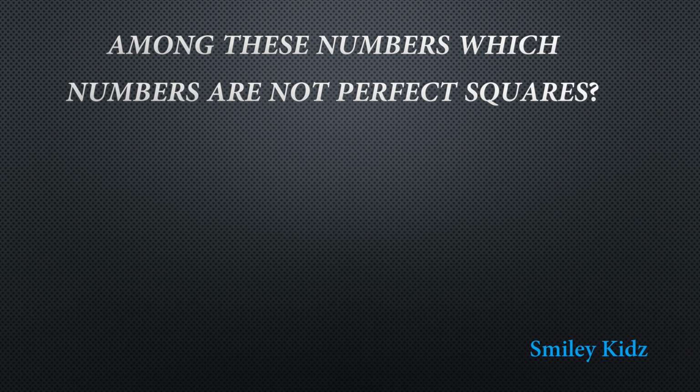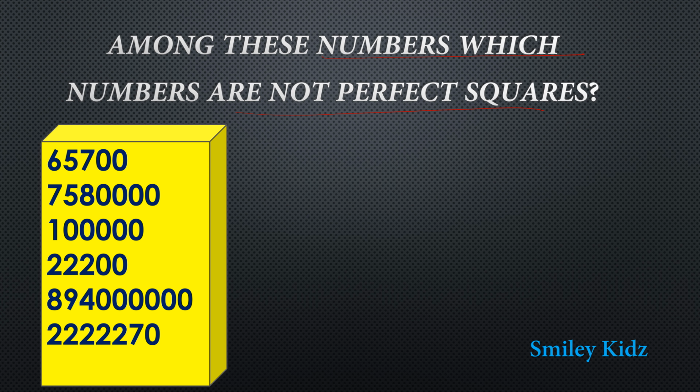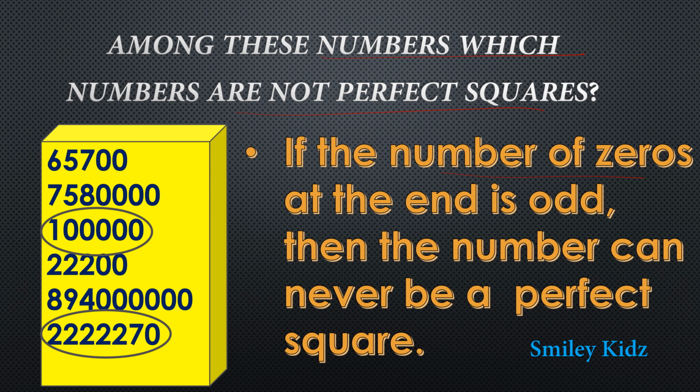Now let's check among these numbers which numbers are not perfect squares. The property states that if the number of zeros at the end is odd, then the number can never be a perfect square. So here in this number, we are having 5 zeros and here in this number we are having 1 zero. 5 and 1 are odd numbers. So 1 lakh and 22 lakh 22,270 are not perfect squares.